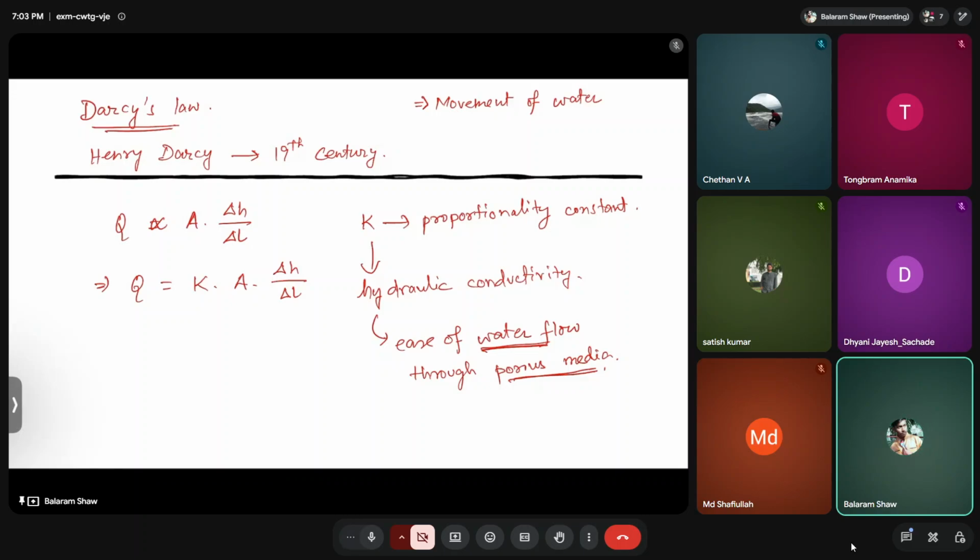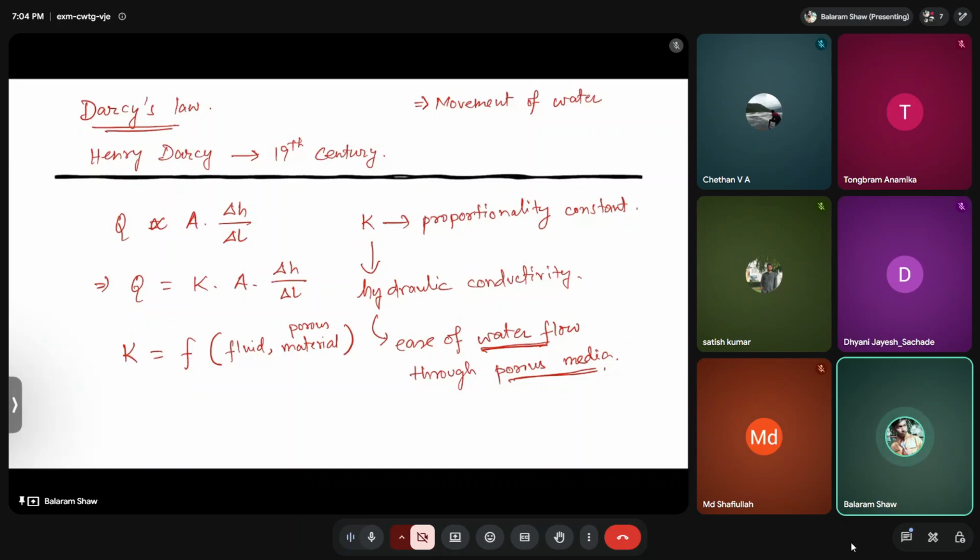Right? So hydraulic conductivity, or K, is a function of the fluid as well as the porous material. If it is independent of the fluid, so if you remove the effect of the fluid, then we call that intrinsic permeability or the coefficient of permeability.